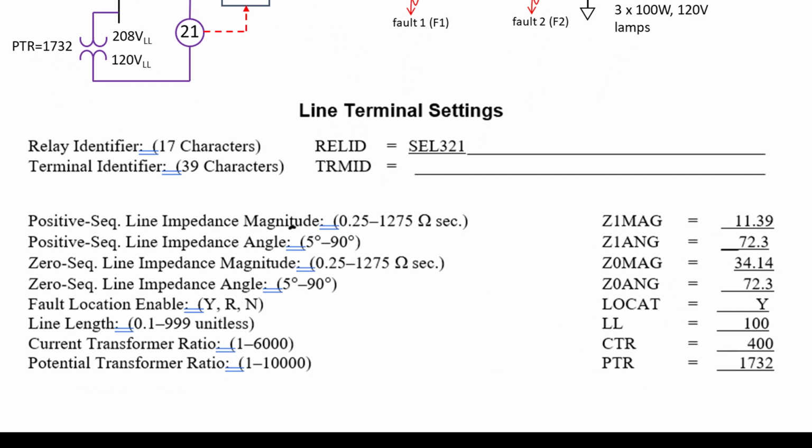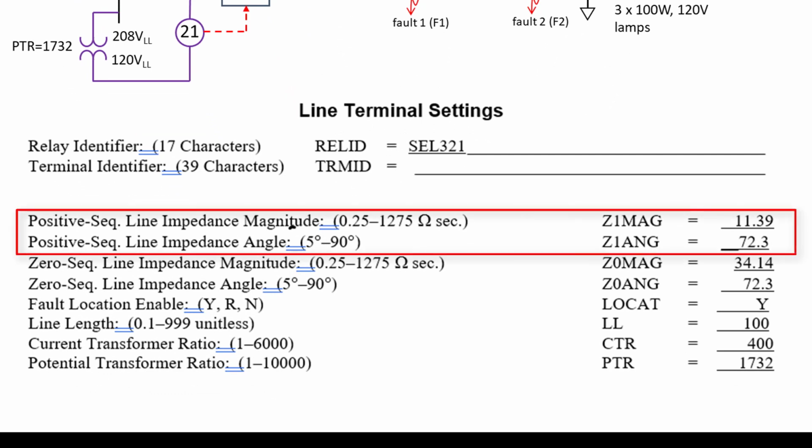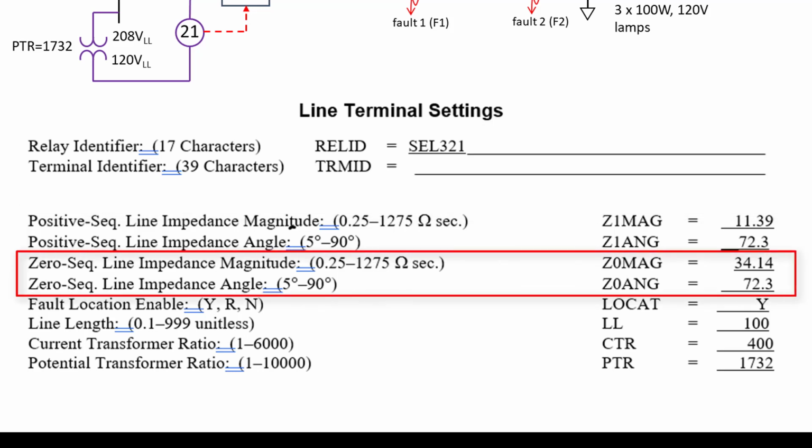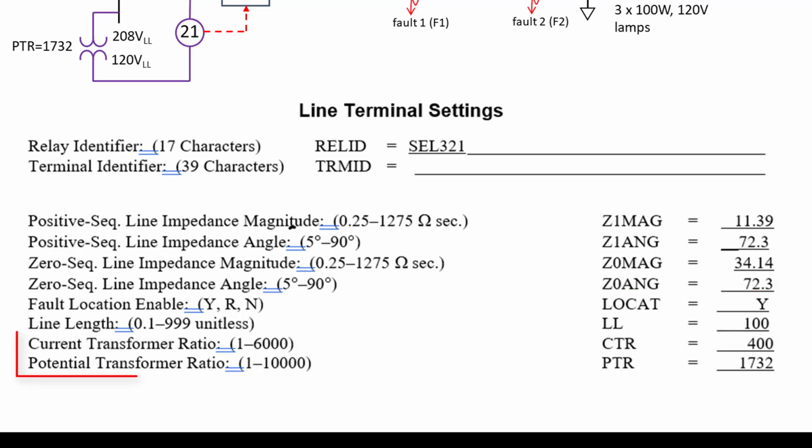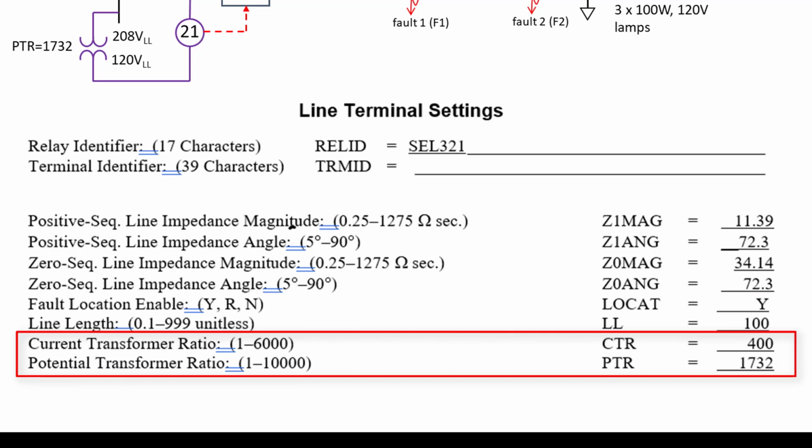The first value to enter is the positive sequence impedance magnitude. This is the secondary value from our table. The positive sequence angle of 72.3 can be entered. We don't have any zero sequence impedance parameters for our transmission line, so we will enter a value of approximately 3 times the positive sequence value. This is a typical value that could be used. We can enable fault locating to determine the distance to the fault down the transmission line. The CT ratio is 400 and the PT ratio is 1732.